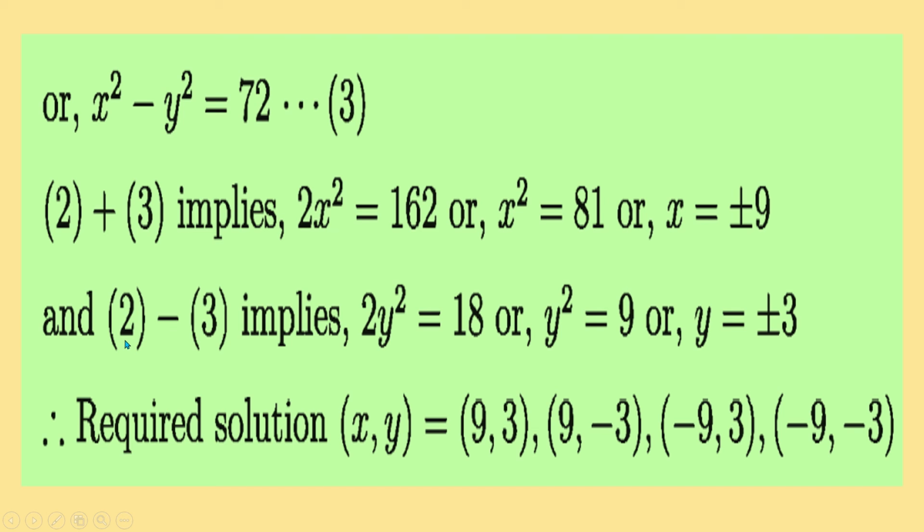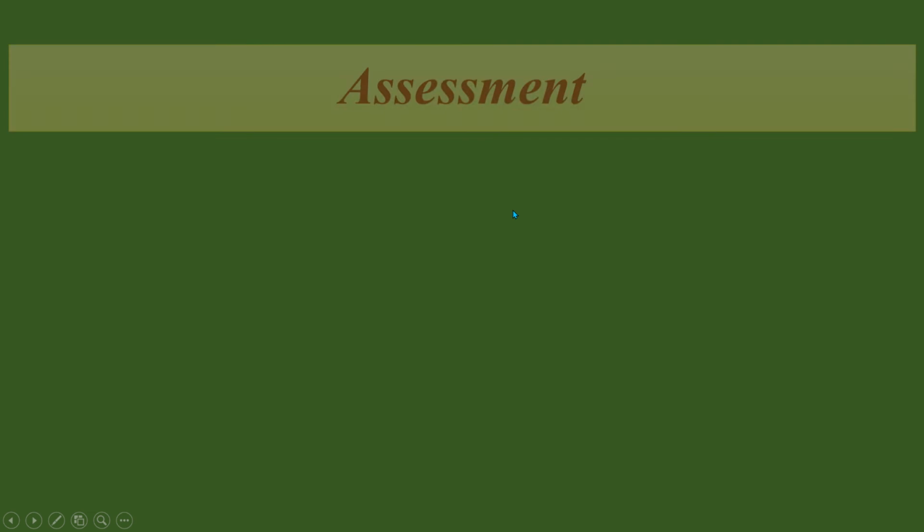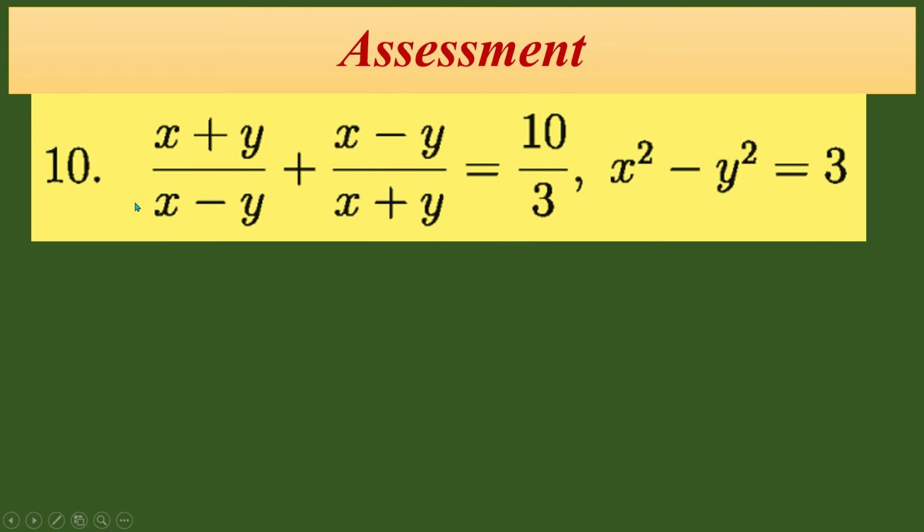Again, 2 minus 3, we get 2y square equal to 18, or y square equal to 9. Therefore y is equal to plus minus 3. Very easy calculation. Okay student. Therefore the required solution xy is (9, 3), (9, minus 3), (minus 9, 3), or (minus 9, minus 3). Okay, follow this, you can easily solve number 10 in your book, exercise 5.4. Before, the math and this number are the same, you just have to give time for solving.